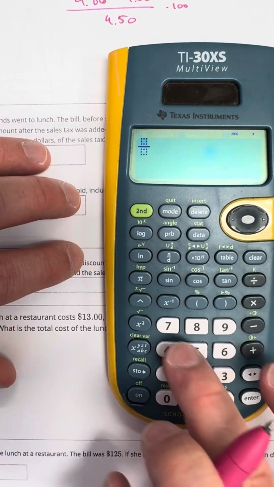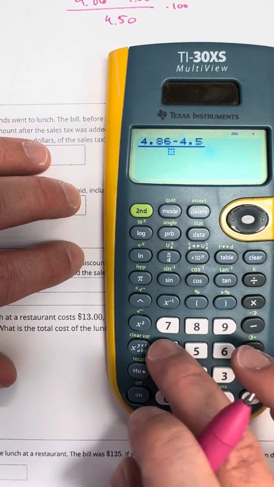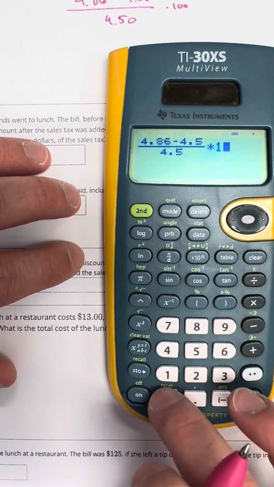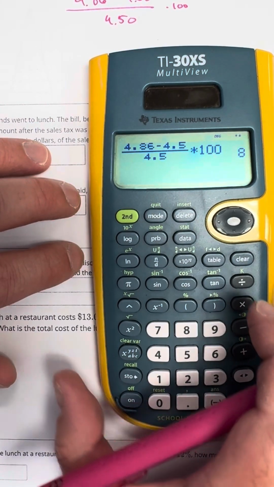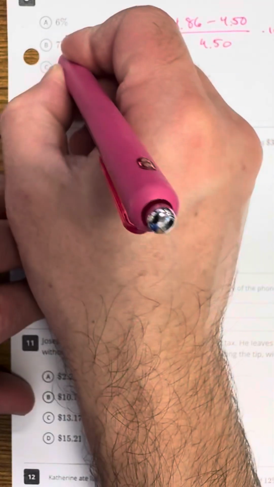N over D again. 4.86 minus 4.5 over 4.5 times 100. That's 8 straight up. No change needed. The sales tax rate is 8%. Not bad. All right. Group of friends went to lunch.